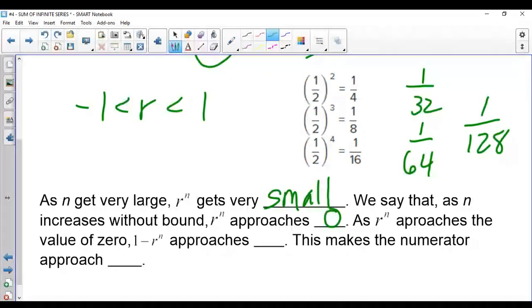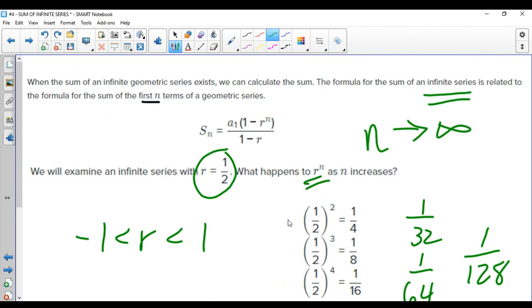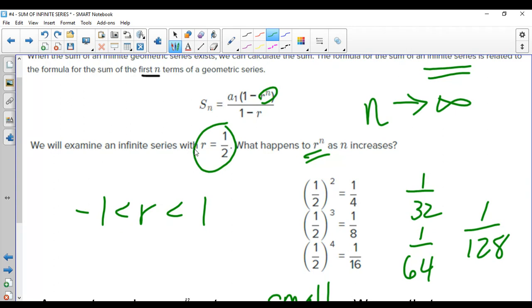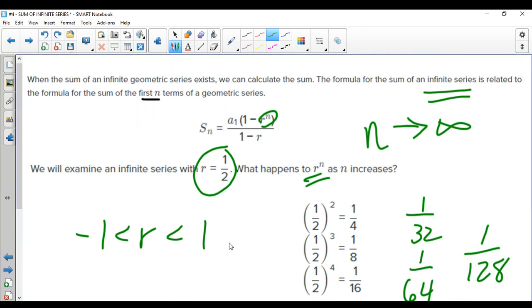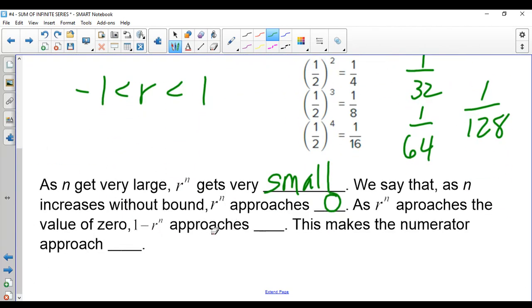And therefore, our formula, if we look right here, we just said that term, that r to the n, is going to be 0. So that part that's in the parentheses, that 1 minus r to the n, well, what's that going to approach then? Well, if r to the n is 0, 1 minus 0 is 1. So this makes the numerator then approach what value?